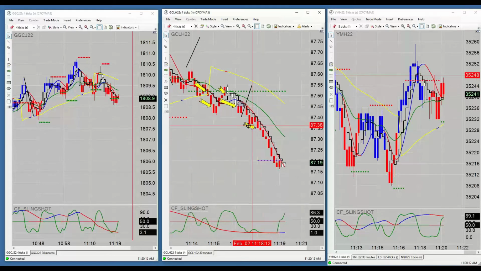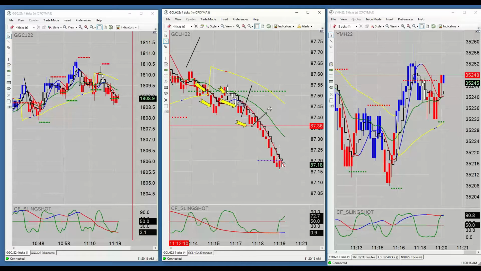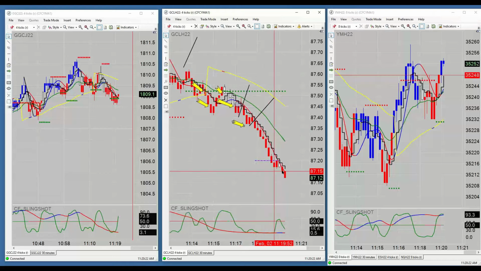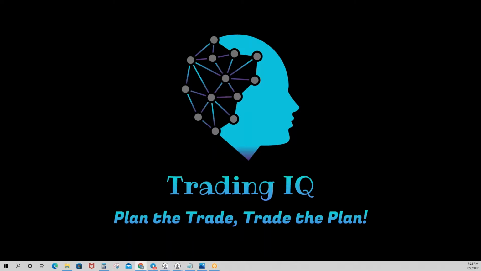Why was this a trade? Because it was a close on or below this trend line, right? And that's it. You just do that over and over again. There's another one right here, over and over and over again. Okay, so there you have it. That was a crude oil trade.